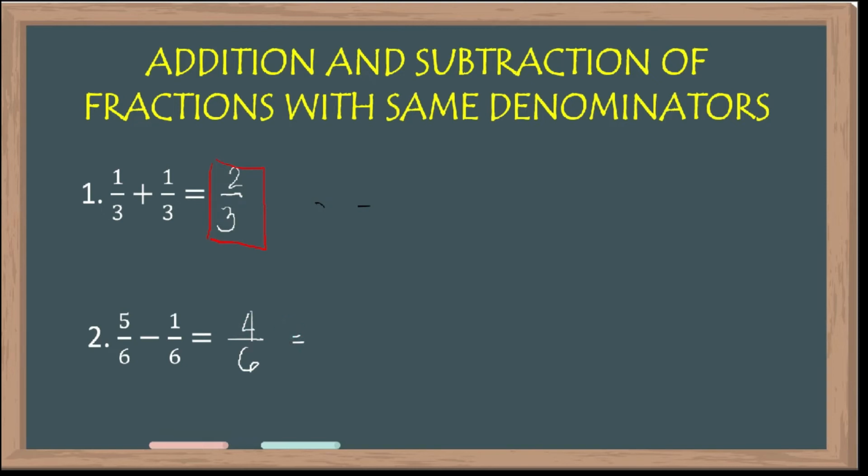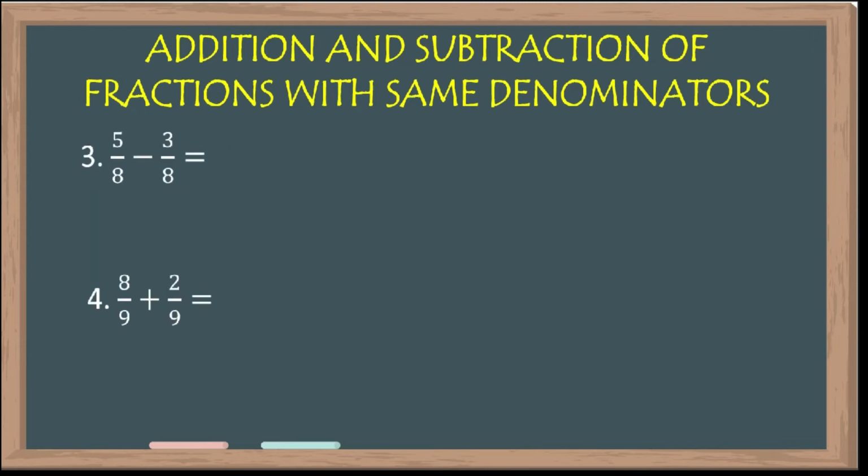And remember, yung lowest term ng ating 4/6 is, anong number na pwedeng i-divide sa 4 at pwede ring i-divide sa 6 maliban sa 1? That is 2. So, i-divide natin sa 2. Divide din natin sa 2. So, 4 divided by 2, that is 2. 6 divided by 2, that is 3. So, this is now our answer. The lowest term of 4/6 is 2/3. That's it. That is our answer.